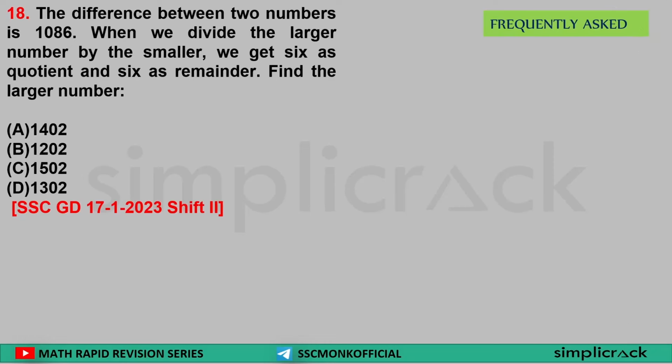When we divide the large number by the small number, we get 6 as the quotient and 6 as the remainder. Find the large number. Now let's say x is the large number. The difference x minus y is equal to 1086. That means x is equal to 1086 plus y. Now when I'm dividing this large number by y, I'm getting 6 as the quotient plus 6 as my remainder, right?